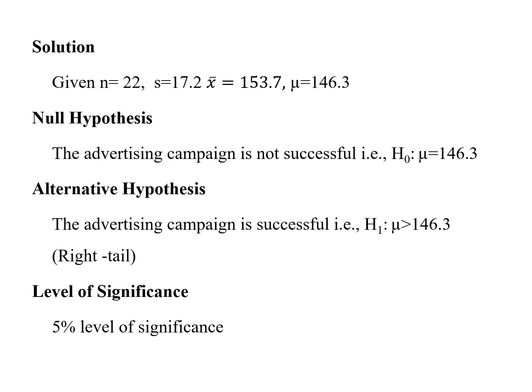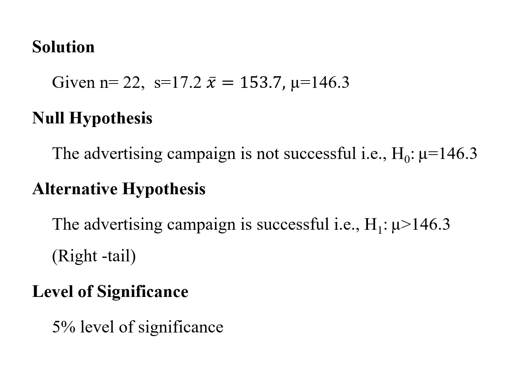For the given problem, first we take the solution. Given n equal to 22, which means the sample size is 22 departmental stores. Then standard deviation is 17.2. Then x bar is the sample mean value 153.7, and the population mean value is 146.3. Then we have to write the null hypothesis and alternative hypothesis, then choose the level of significance. We have to do all this to complete this test. We have already seen the procedure for one sample t test, and now we are applying that procedure here.